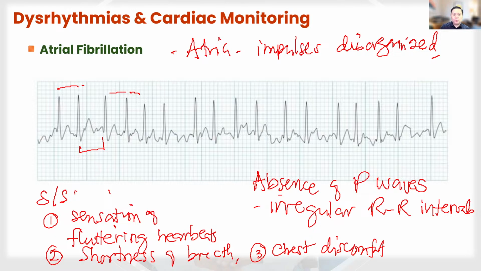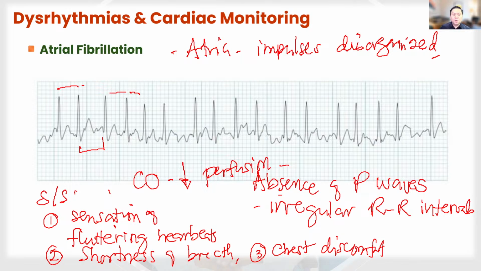So our problem here, guys, is decreased cardiac output. Perfusion is a huge issue in a patient with atrial fibrillation: blood supply to the brain, blood supply to the major organs. So take note of the manifestations. You correlate this with the rhythm.